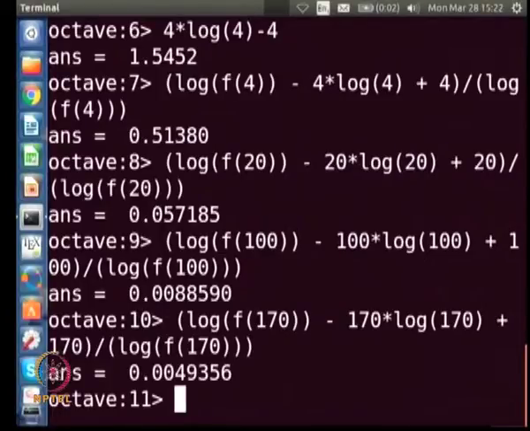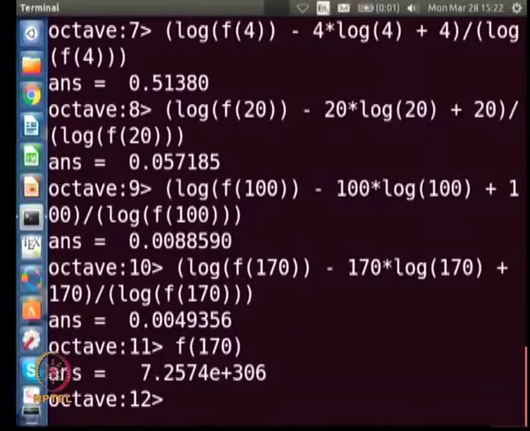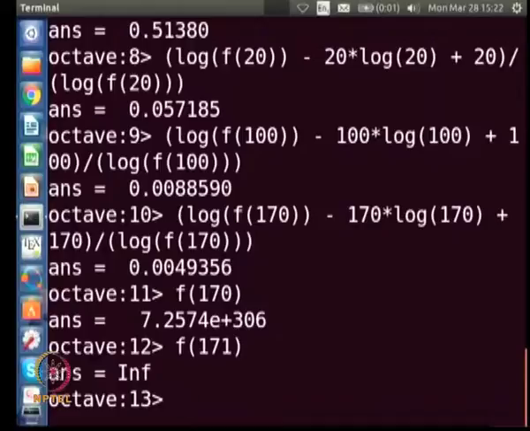Now, why stop at 170, why not check it for 10 power 23? There is a problem. Factorial 170 is some number of the order of 10 power 306. If I try to calculate factorial 171, it is going to give me infinity. That is because the number is so large that for the given storage that I have, I will not be able to calculate it. As far as the machine is concerned, this number is already an infinity. That is the reason why we had to stop at 170.